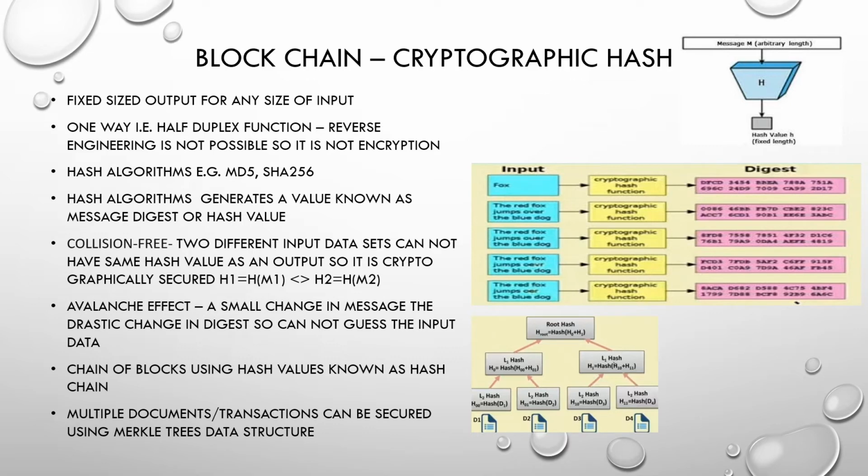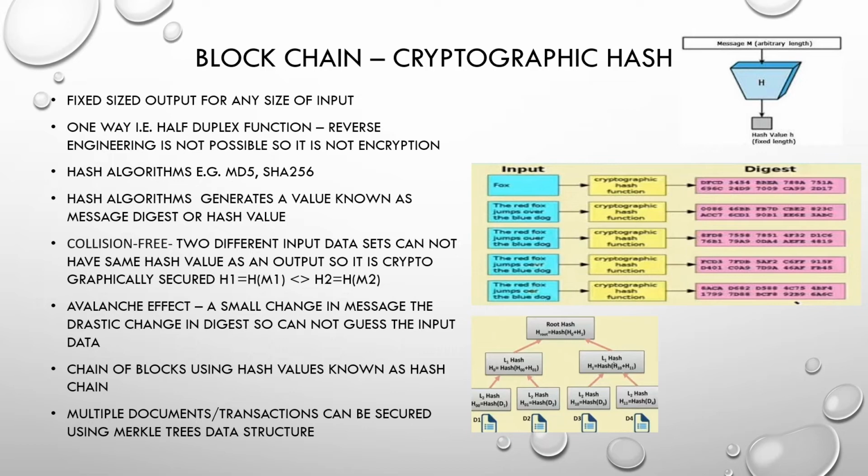The third property of a hash value is that it is collision free. It means two different inputs cannot have the same hash value. That is guaranteed. So it is deterministic, and it is cryptographically secured, as well as if the given input is not changed, the output would be the same for a given input.